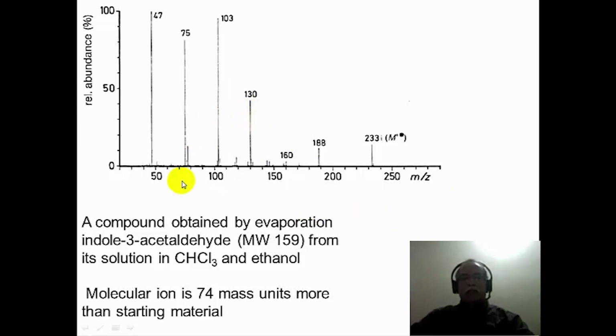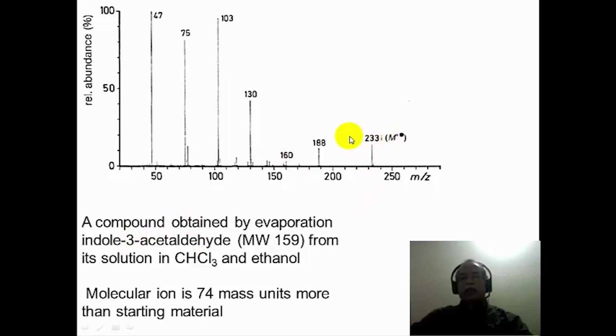This corresponds to a compound obtained by evaporation of indole 3-acetaldehyde from a solution in chloroform and ethyl alcohol. In other words, when the evaporation of indole 3-acetaldehyde is carried out from a solution of chloroform and ethyl alcohol, a new compound is obtained, and this mass spectrum corresponds to that particular compound. Now if you observe carefully, the molecular weight of indole 3-acetaldehyde is 159, and that peak is absent in the spectrum, so it cannot be because of the indole 3-acetaldehyde.